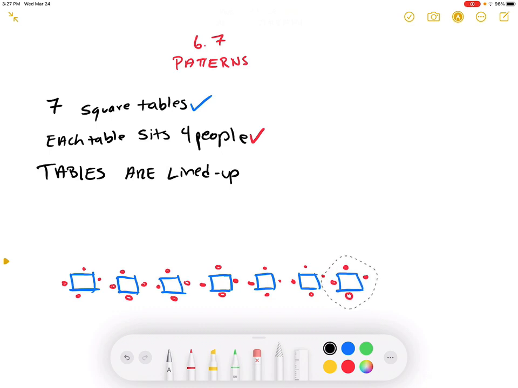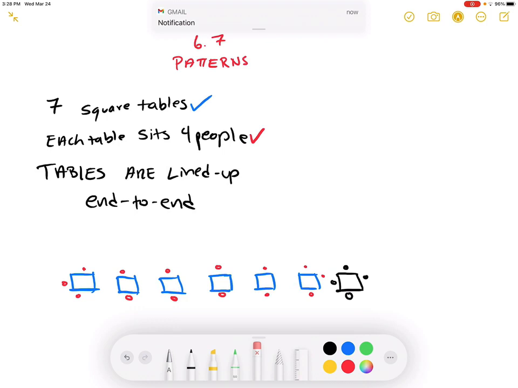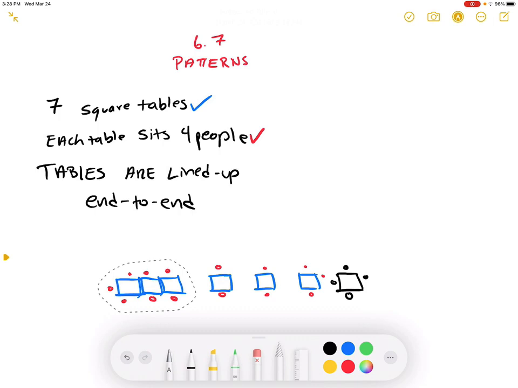But they said they're lined up end to end. And what does that mean? Well, in my mind, end to end means each table is touching. And if each table is touching, that means I can't actually fit a person in the middle zone, right? Because what's really going on is this table is touching this table. These 2 tables are touching and lined up with this table. So you see how we can't really fit somebody in there if they're lined up end to end?